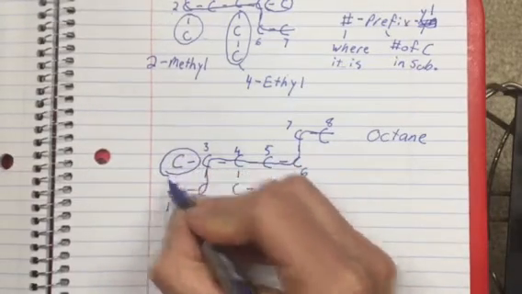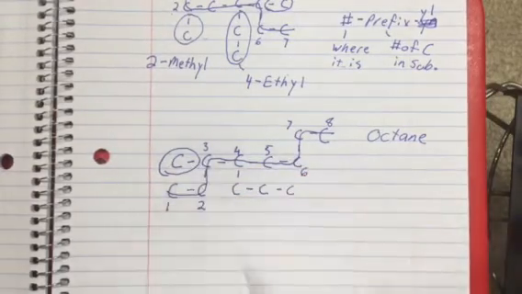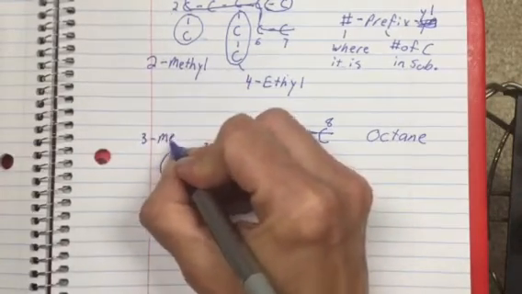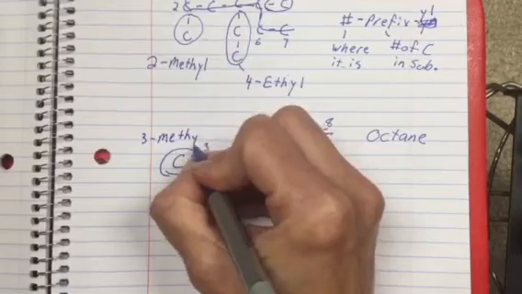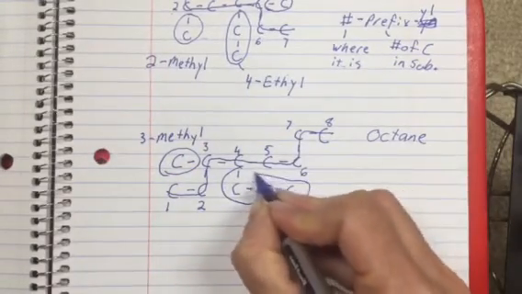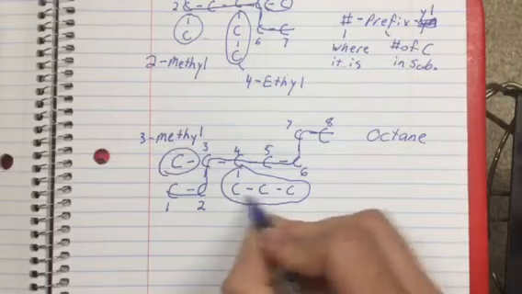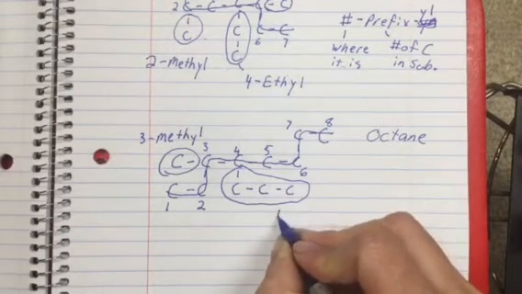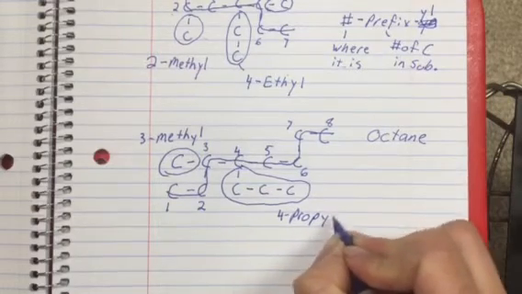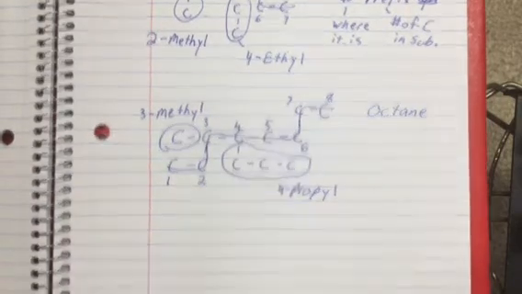So this one right here, it's on the 3, and it is a methyl, so this is a 3-methyl, and this one right here is on the 4, and it has 3 carbons in it, so it is a 4-propyl. And actually, there's one more thing I want to show you, something I kept thinking halfway through that one and forgetting about.